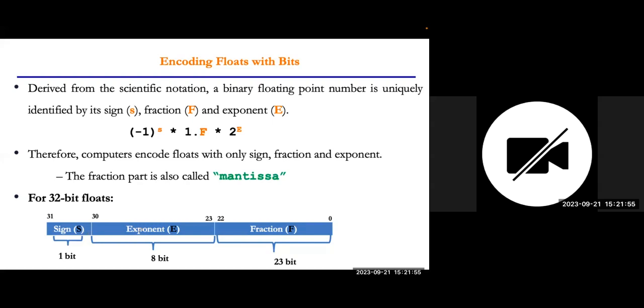In single precision, the standard defines that there will be 32 bits, from the most significant bit to the least significant bit, numbered 0 to 31. The first bit, 1 bit, represents the sign. The next 8 bits represent the exponent part, and the next 23 bits represent the fractional part. So in total it is a 32-bit representation. We call this the IEEE standard 754 single precision, the 32-bit floating point encoding of real numbers.